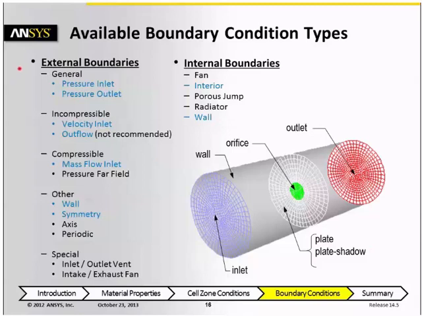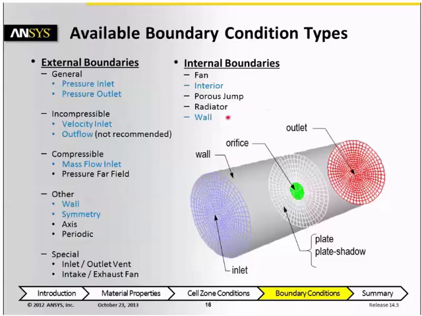External boundaries can be categorized based on the range of flows through which they can be used. So pressure inlet and pressure outlet boundaries can be used for any flows. Velocity inlet and outflow boundaries can be used for incompressible flows. And mass flow inlet and pressure far-field boundaries can be used for compressible flows. Other kinds of important external boundaries are walls, symmetry boundaries, axis boundaries, and periodic boundaries. And there's a few additional kinds of special boundary conditions to represent when you have vents or fans at the inlet and outlet of your domain.